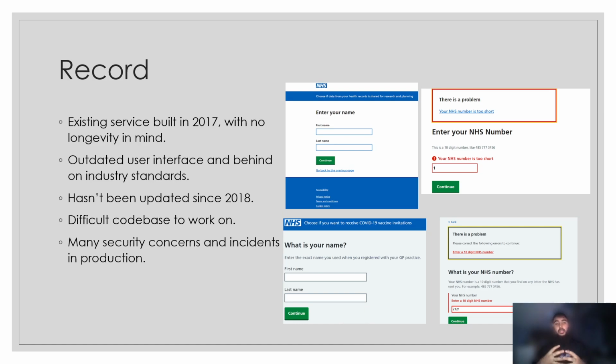The code base is obviously very different to what we actually work on and how we implement things. It has a very different architecture and a very different design. So it's obviously very difficult for us to work on it, understand it and get to grips with it.